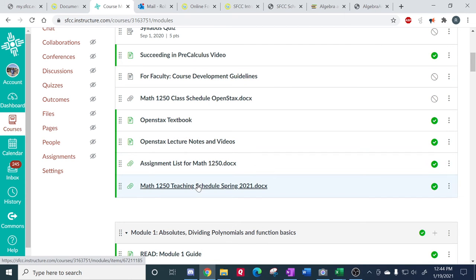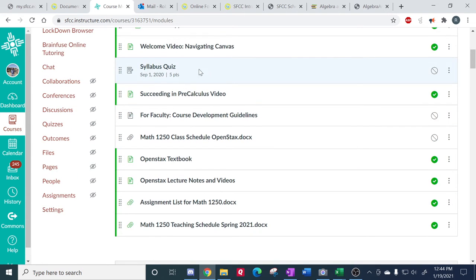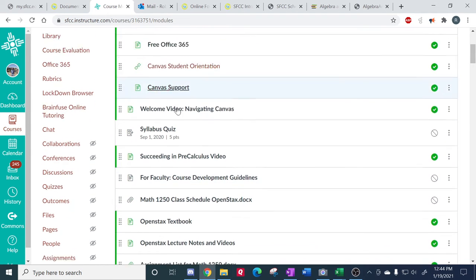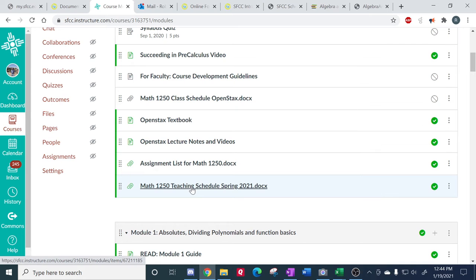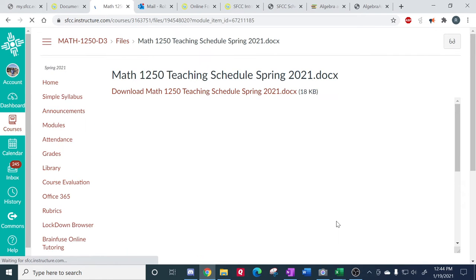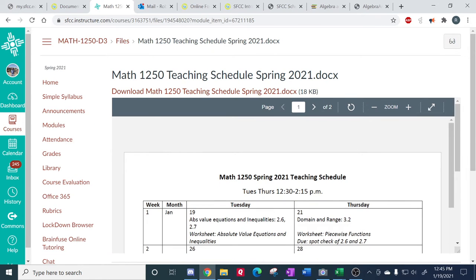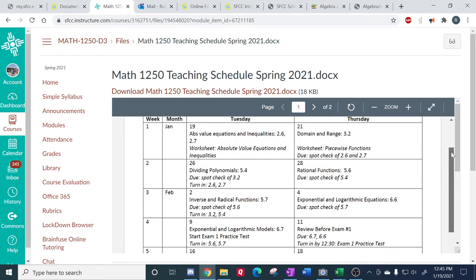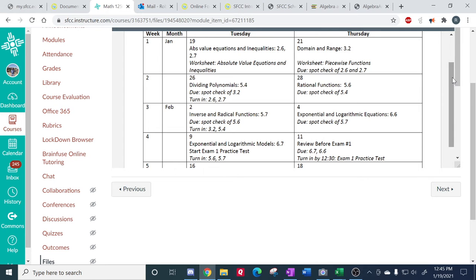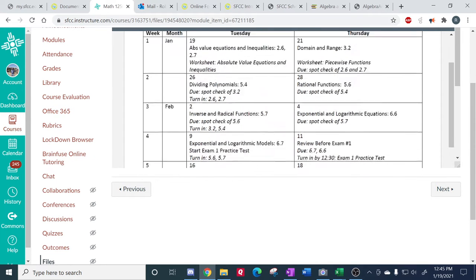So here's our schedule. And the assignment list, all the assignments throughout the semester, these are both at the bottom of Module 0. If you click on this teaching schedule, it brings it up. By the way, if you want to print it out, it's recommended that you download it first and then hit the print button. It'll print much better quality than if you just hit print and get portions of it in here.